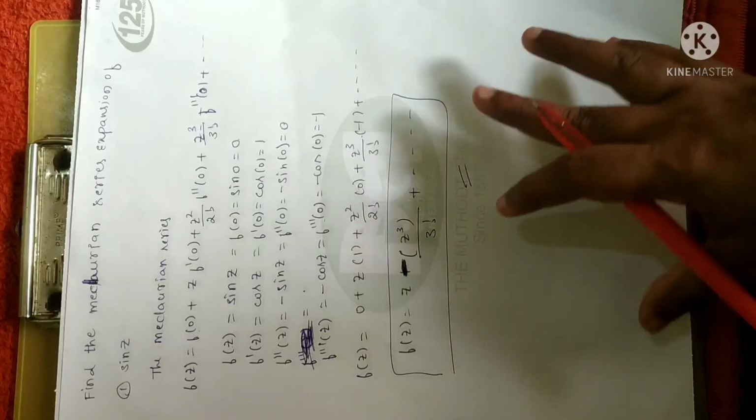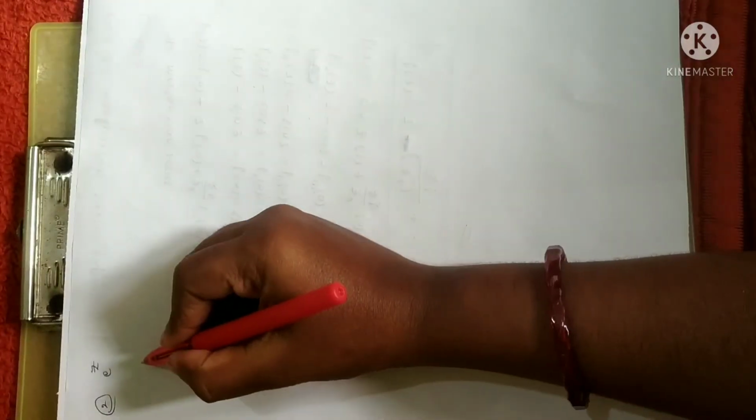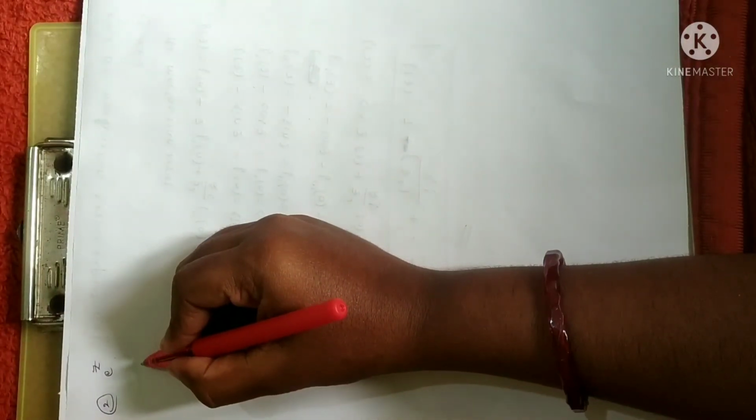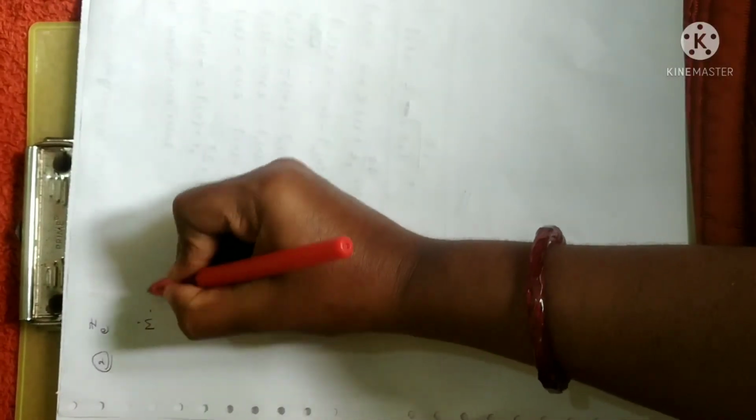Fine. Now let me solve one more problem based on the Maclaurin series only. So the second problem is e power of z. As usual, I am not going to write the statement again. You just write the Maclaurin series as I did for the first one. So you write these two statements again here, the Maclaurin series expansion.